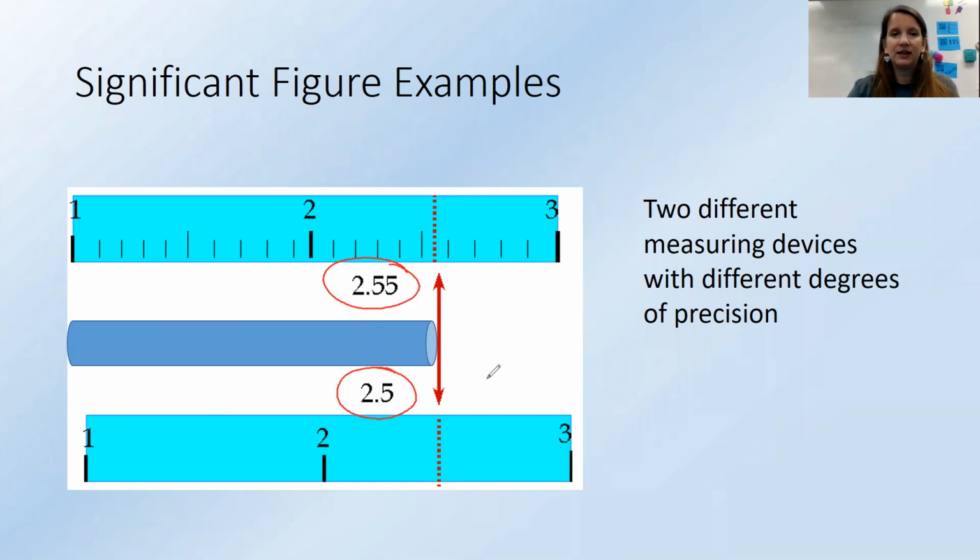So you can see that our recorded values for the measurement would be different based on the preciseness of the measuring device. On the top ruler here, we can see that the cylinder measures between the 5th and the 6th tick mark. So we can say it's 2.5, and then this 5 represents that it's in between the 5th and the 6th tick mark. Whereas this one, we can see it's somewhere between the 2 and the 3, so when we estimate that extra digit, we can only go to the tenths place, indicating that this ruler is less precise than the ruler up on the top.